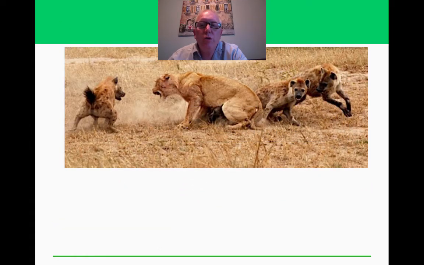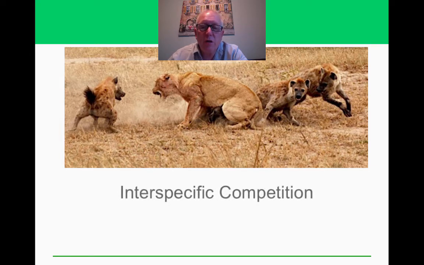Okay, so here you can try to guess the relationships between the species. Here are the lions and the hyenas, kind of like the Lion King, the Disney movie, right? Or the Disney play. Here it's interspecific competition. They're competing for the same resource, the hyenas and the lions.